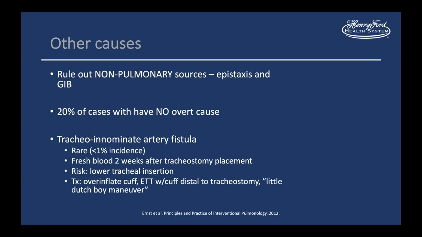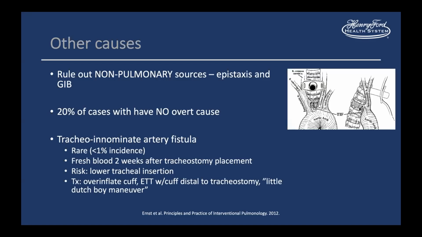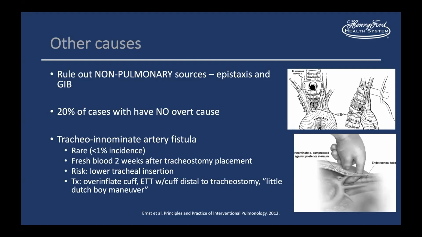And then I do want to bring up tracheo-innominate artery fistula. So these are rare, but when they happen, they carry a very high mortality, so less than 1% incidence. And the time at which you'll see it is usually 2 weeks after a tracheostomy placement, with a big risk factor being a lower tracheal insertion site. Basically, when you have your tracheostomy balloon, especially in the setting of a low tracheostomy insertion site, the balloon can irritate the mucosa and erode through the wall and basically create a fistulous tract with the innominate artery. When they bleed, they bleed fast and a lot.